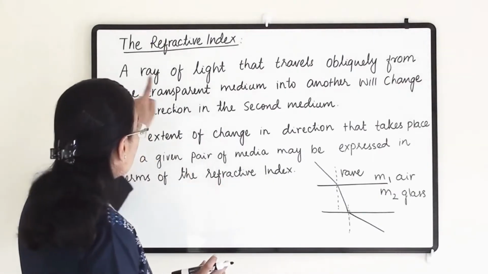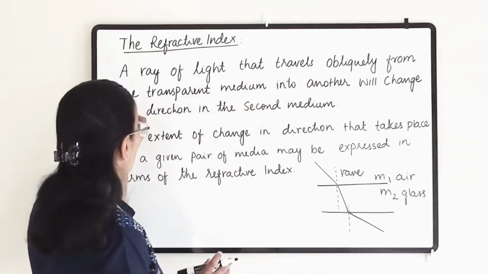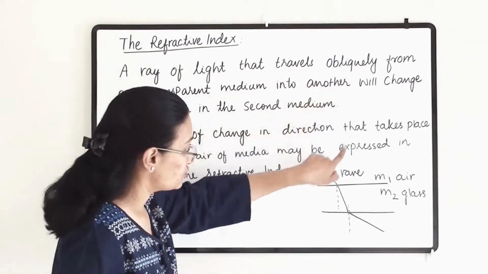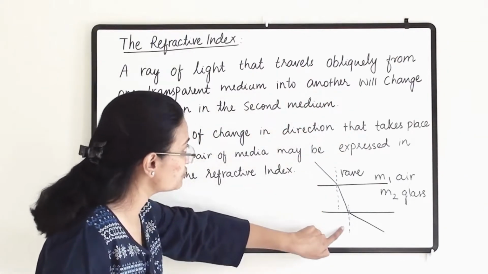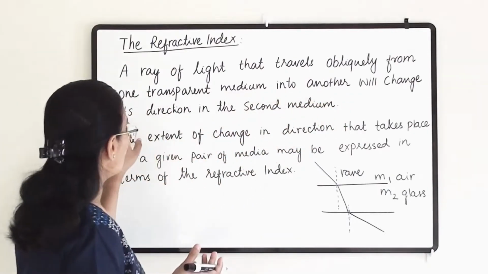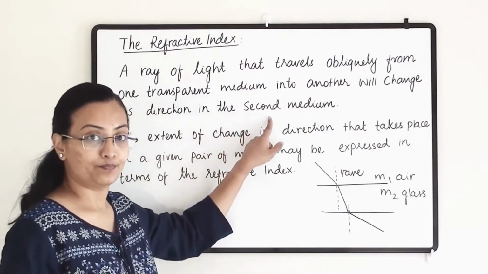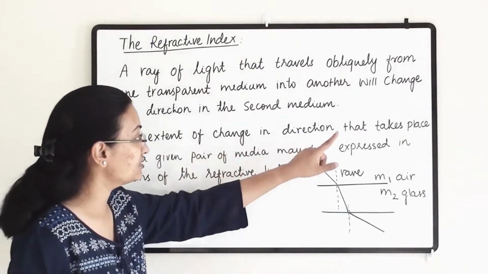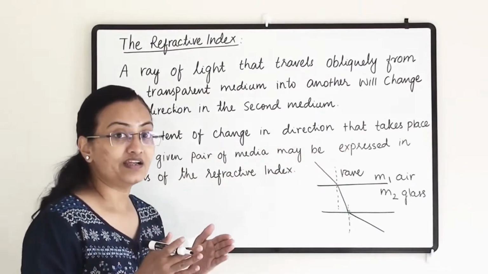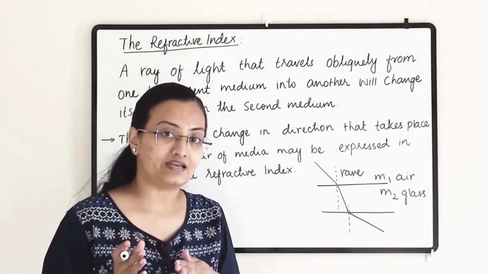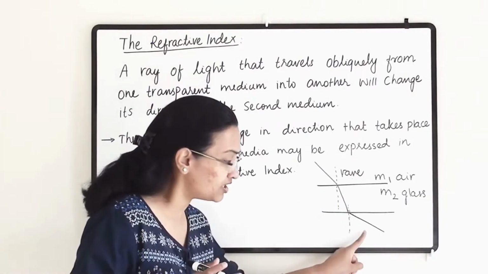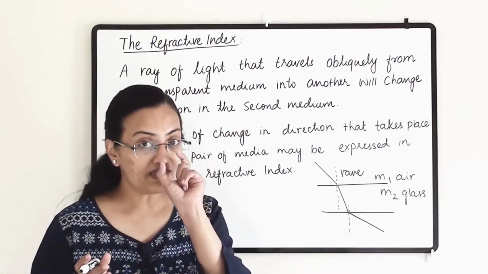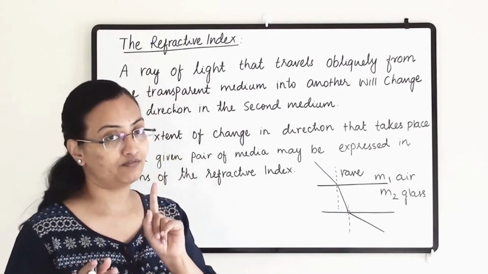So here a ray of light that travels obliquely from one transparent medium, any transparent medium, into another, so either it is from this to this or this to this, into another will change its direction in the second medium. So that is refraction and the extent of change in direction that takes place. Now we know that it will get refracted, it will change its direction, from here to here or from here to here. But how much it is changing direction, that measure will give us the refractive index.